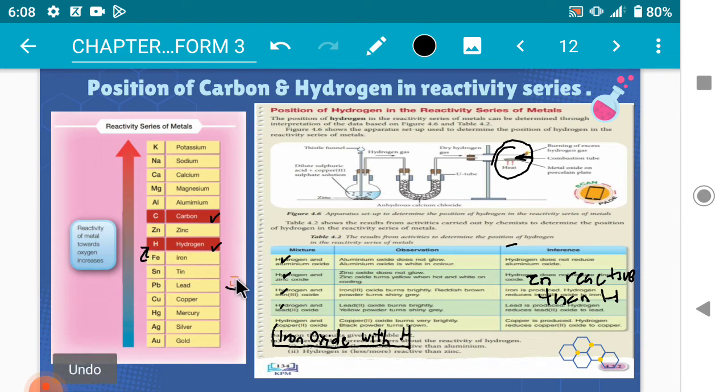Okay, so this textbook is not complete, I think, because it gives only a general description, not the complete description for this. But I give you the final test, which is the iron oxide with hydrogen, so that you are sure that the hydrogen is above the iron and also below the zinc, over here.